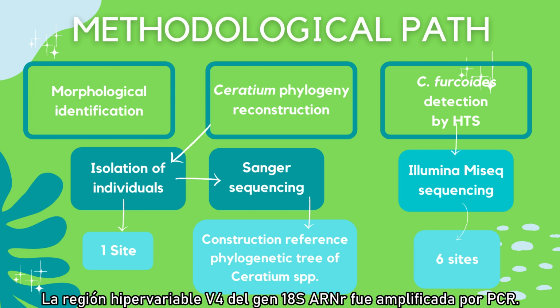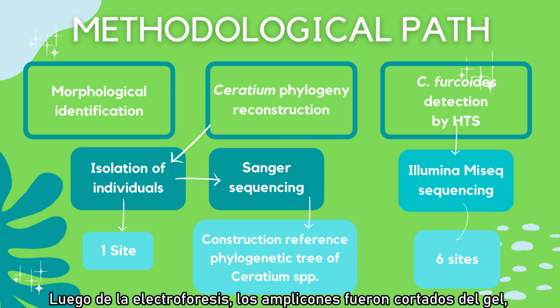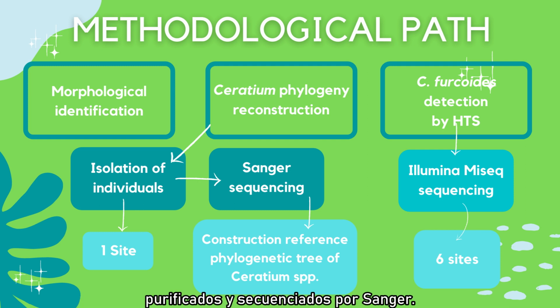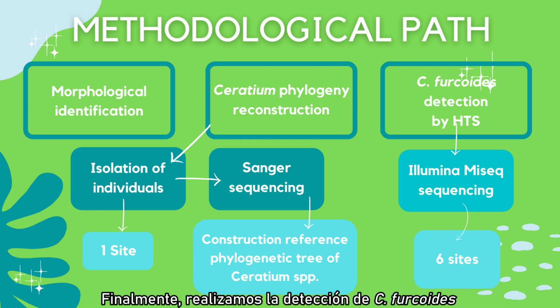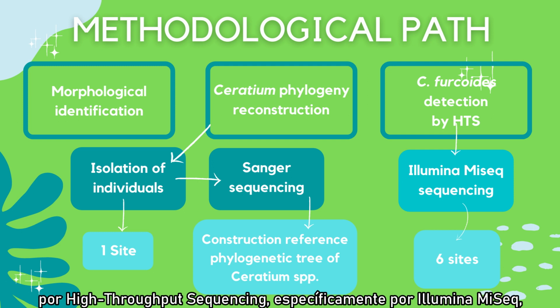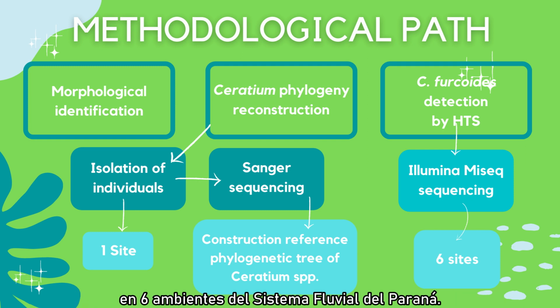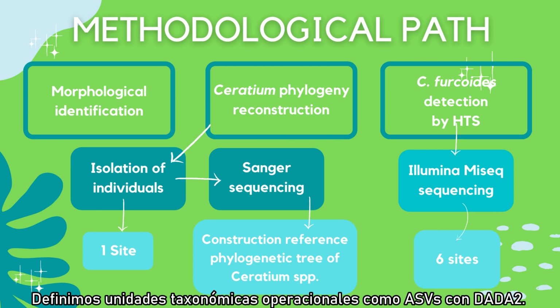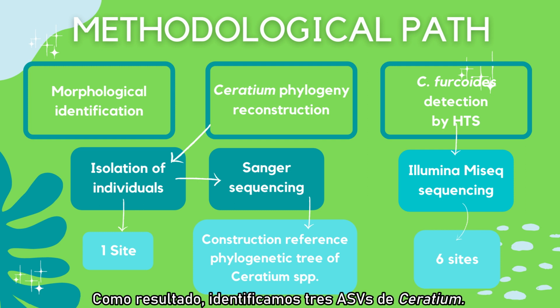The V4 hypervariable region of the 18S ribosomal RNA gene was amplified by PCR. After agar gel electrophoresis, amplicons were cut from the gel, purified and sequenced with Sanger. Finally, we performed the detection of Ceratium furcoides by high-throughput sequencing, specifically by Illumina MiSeq, in 6 environments of the Paraná River system. We defined operational taxonomic units as amplicon sequence variants with DADA2. As a result, 3 ASVs were identified as Ceratium.